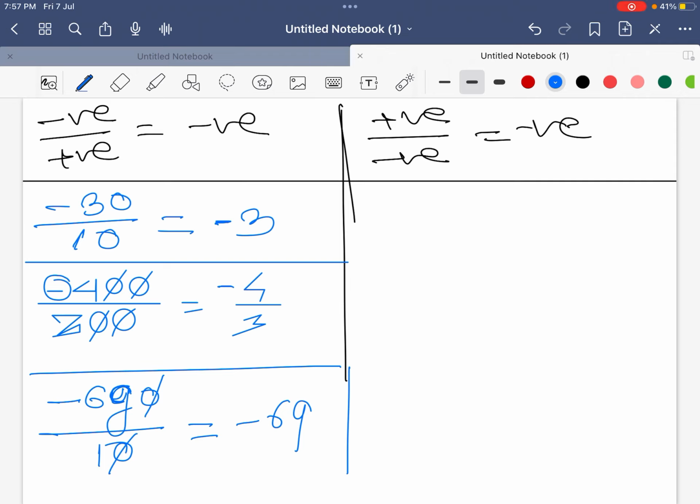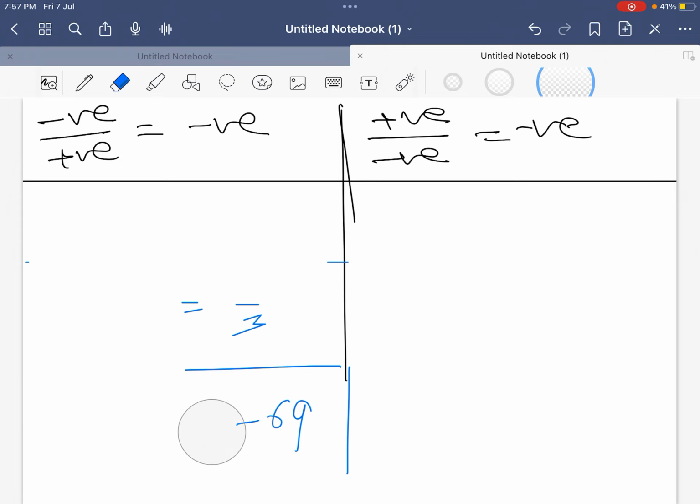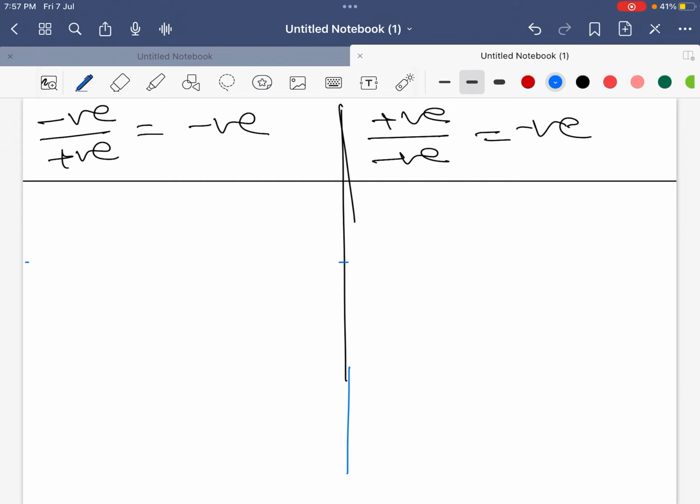Now let's move to the next condition. If the numerator is positive and the denominator is negative, we have to discuss this case. So the situation is like that: one number is positive and another number is negative. Let's assume it. Suppose 200 divided by minus of 10.